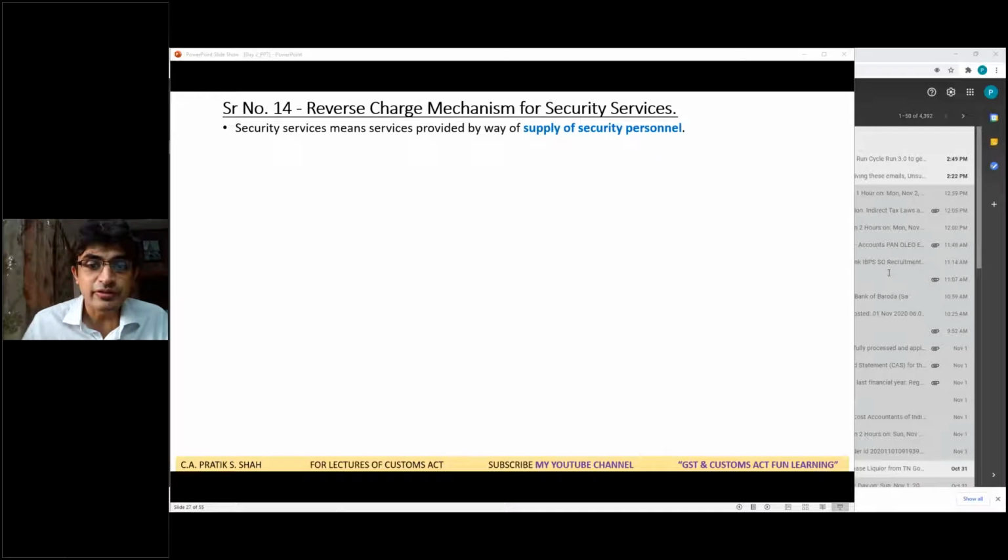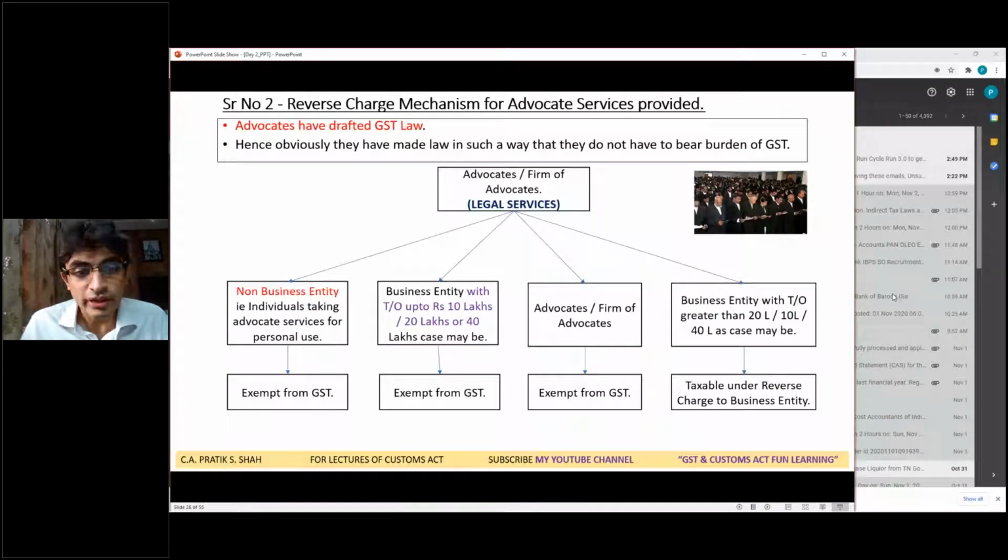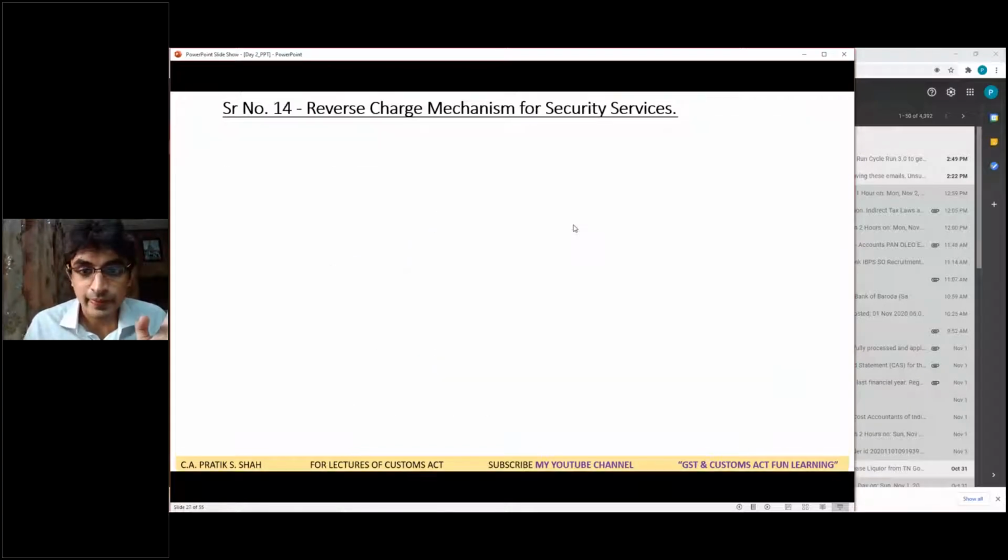When someone asks what is the difference between second and fourth: in the second, the turnover is up to 20 lakh, unregistered, and in the fourth, turnover is above 20 lakh, registered in GST. That is the difference between the two. Please see carefully, sir. Okay, chalo, now next point.